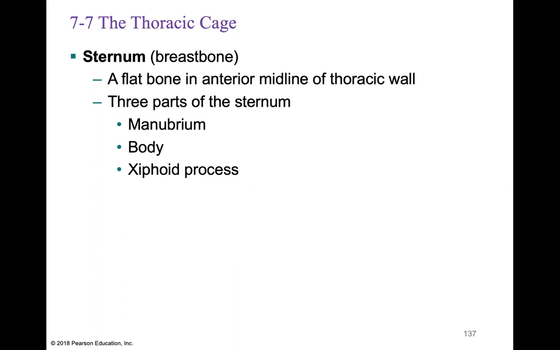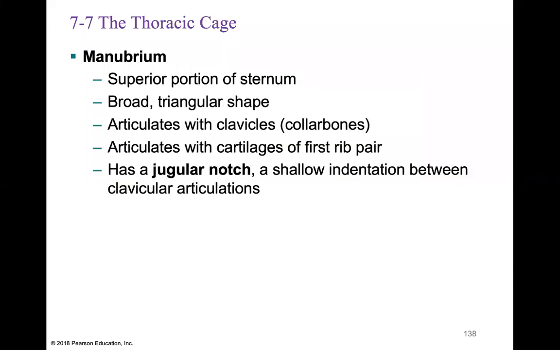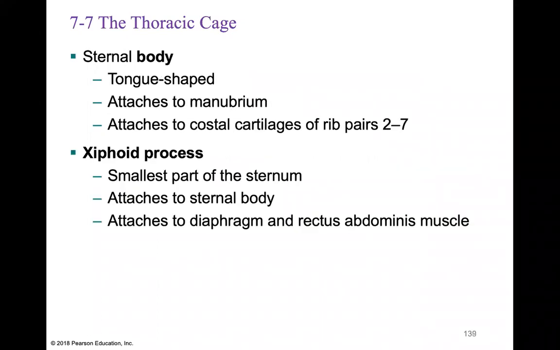Your breastbone, this is a flat bone in the anterior midline of the thoracic wall. It's also referred to as the sternum. The sternum contains 3 parts: manubrium, body, and xiphoid process. The manubrium is the superior portion of the sternum. It has a broad triangular shape. This will articulate with the clavicles, which are referred to as your collarbones. It will also articulate with the cartilages of the first rib pair. It has the jugular notch, which is a shallow indentation between the clavicular articulations.